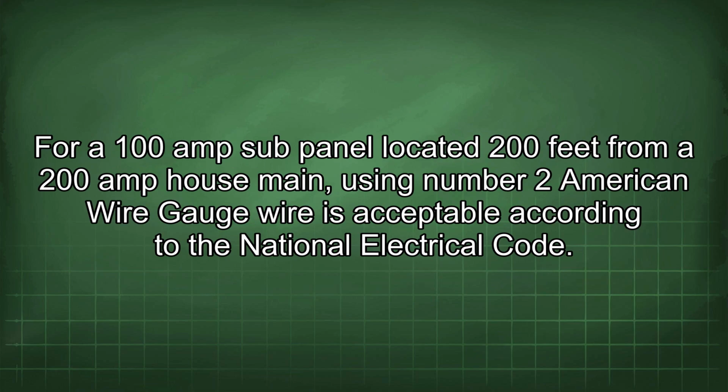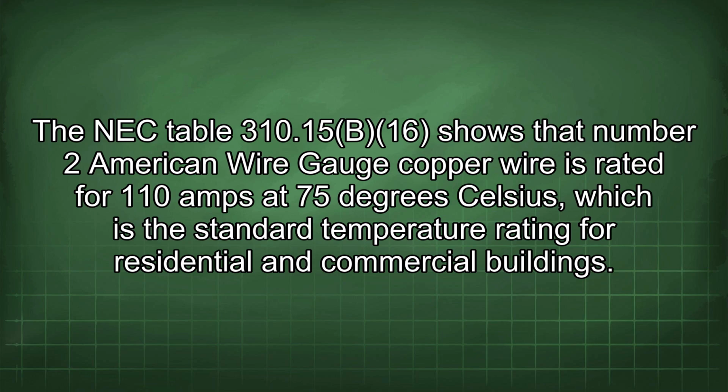For a 100 amp subpanel located 200 feet from a 200 amp house main, using number 2 American wire gauge wire is acceptable according to the National Electrical Code. The NEC Table 310.15(B)(16) shows that number 2 American wire gauge copper wire is rated for 110 amps at 75 degrees Celsius, which is the standard temperature rating for residential and commercial buildings.